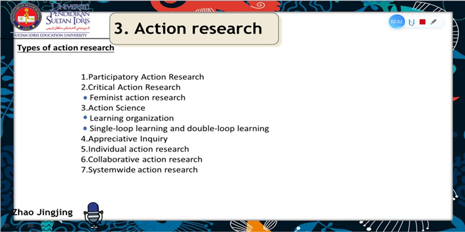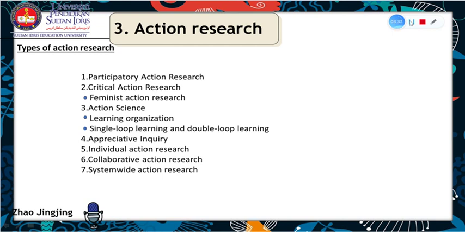Number 2, critical action research. Critical action research was developed by Paulo Freire, who wanted to use education to free the disadvantaged population. For example, feminist action research, reviewing the world through a feminine lens, empowerment of people with less power in society, and links to political implications. It focuses on reducing inequality and or discrimination.